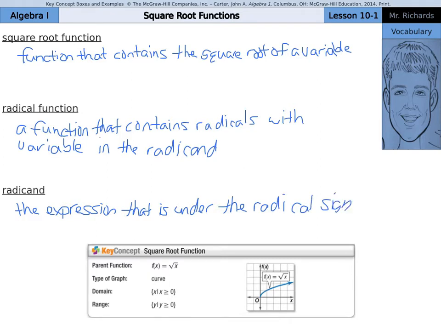And so we have our key concept box of square root function. The parent function of this is f of x equals square root of x. The type of graph is a curve. The domain of this parent function, at least, is x is greater than or equal to 0. The range is y is greater than or equal to 0, and you can see this on the graph.